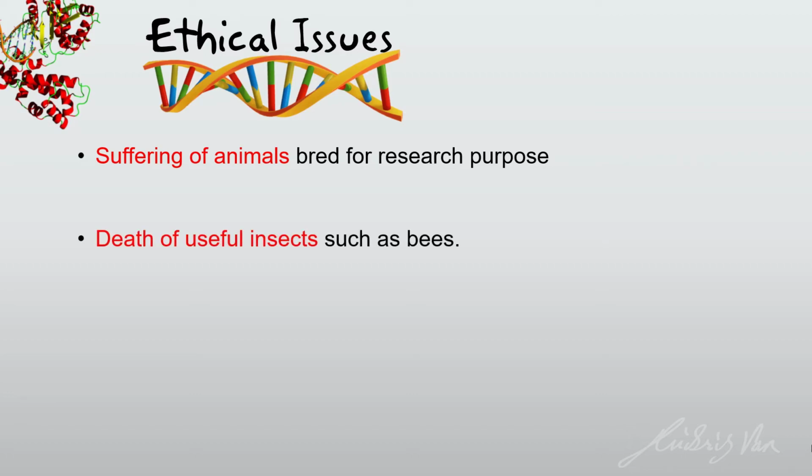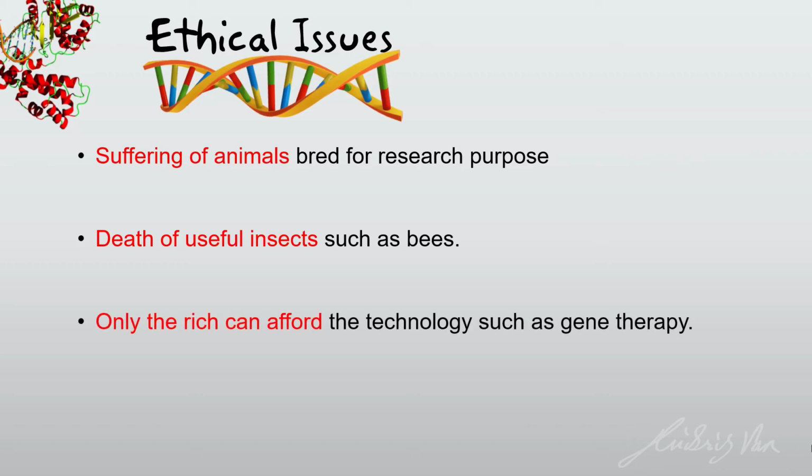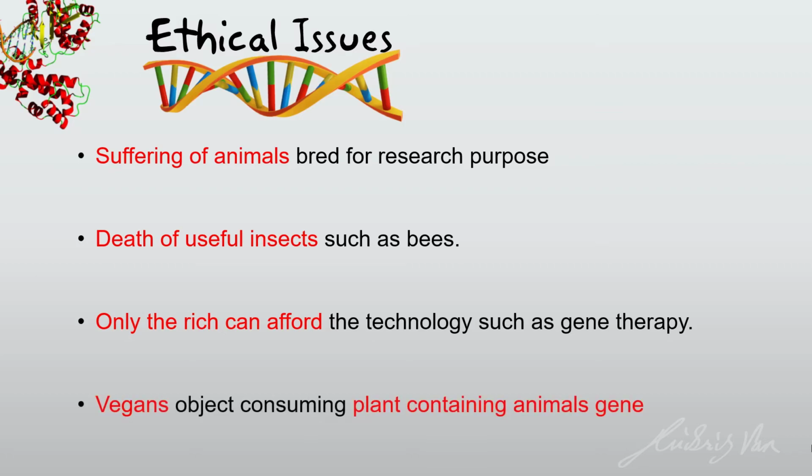Pest-resistant crops can kill useful insects such as bees because pest-resistant crops will produce toxins. Another issue is only the rich can afford such technology. One example is gene therapy, which replaces a faulty gene with a working one so that the person will not get a disease that he is supposed to get. And in cases whereby animal genes are inserted into plants, vegans might object to consumption of plants containing animal genes. So vegan again. And again, the important question, how to memorize this?